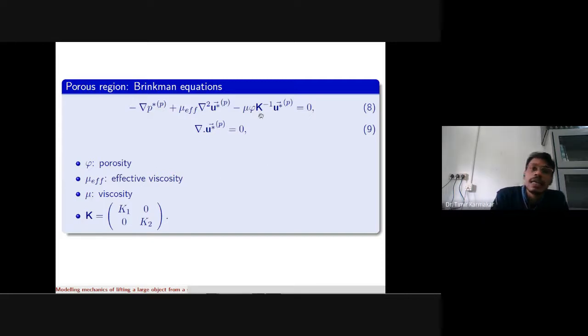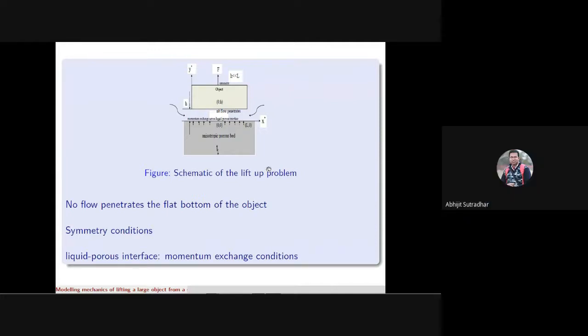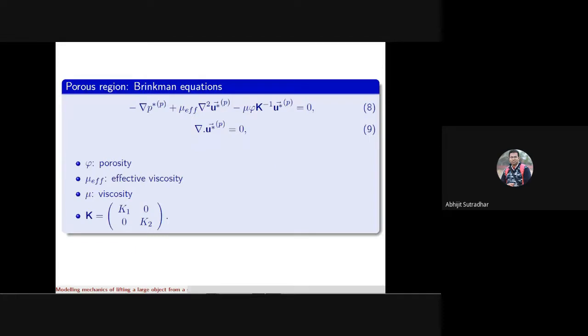As I discussed, we assume that the seabed is anisotropic in nature. So if we consider this two-dimensional problem, it will be a 2x2 matrix, where K1 is the permeability in the horizontal direction and K2 is the permeability in the vertical direction. Dr. Karmakar, could you please go to the last slide? Sorry for the interruption.